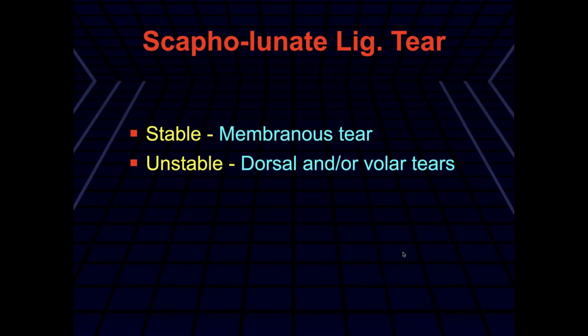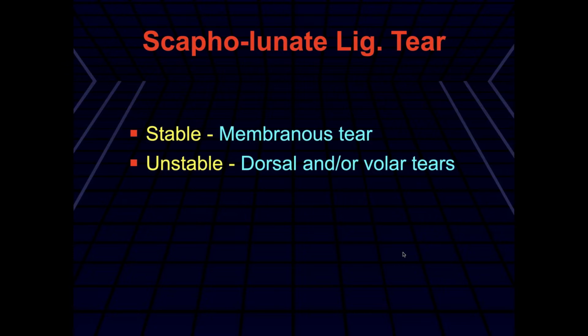Okay, now looking at scapholunate ligament tears, as you both already know, you can have tears in the membranous section. There are basically three components of the scapholunate ligament. One is a volar component, another is a dorsal component, and the other is a membranous component.